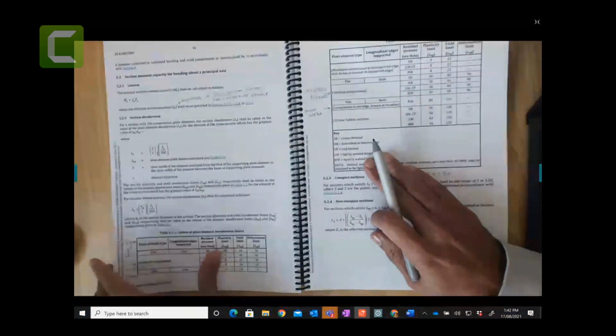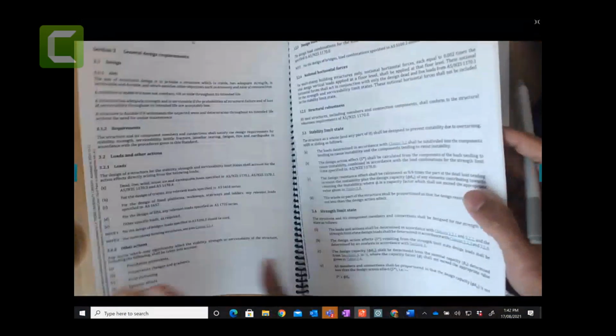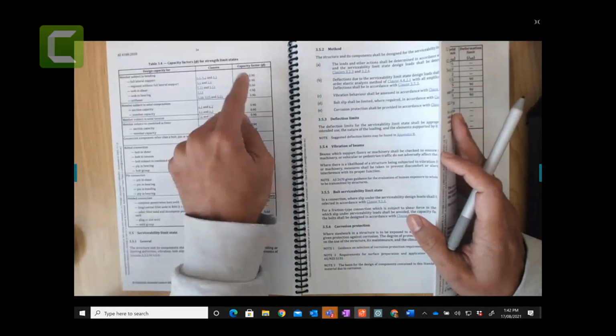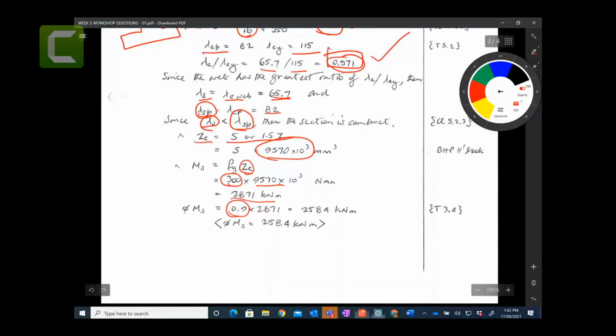I can show you again that the capacity reduction factors are in Table 3.1. For bending, you have 0.9. That's just the safety factor. Whatever your calculations give you, you multiply by 0.9, which is reducing by 10%. So your final value is 2584 kilonewton meters.